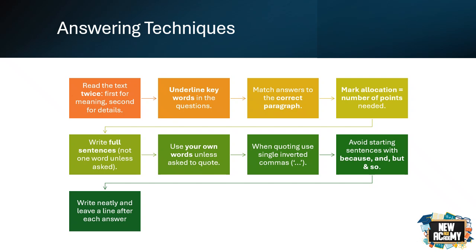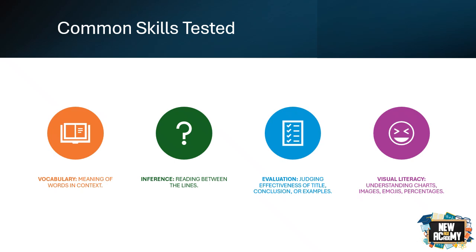So now we're done with answering tactics. We can move on to slide 6, which is common skills tested. Comprehension tests 4 main skills. The first one is vocabulary. The second one is inference. The third one is evaluation. And lastly, we have visual literacy.